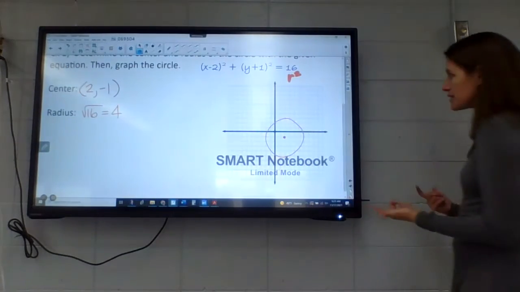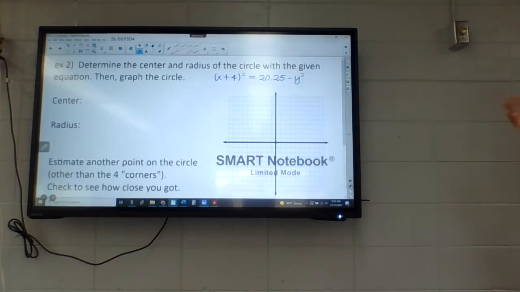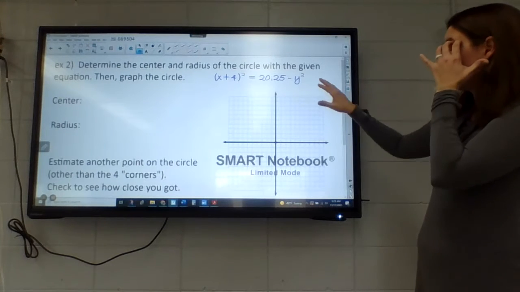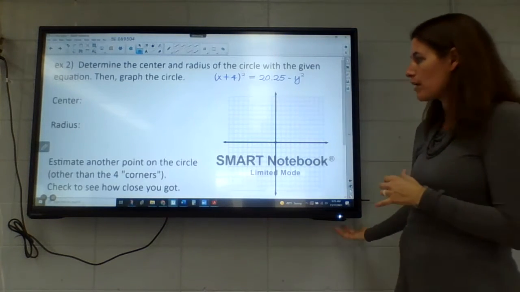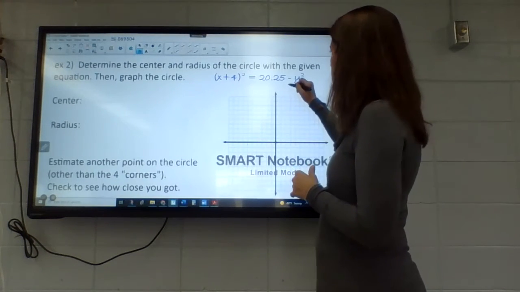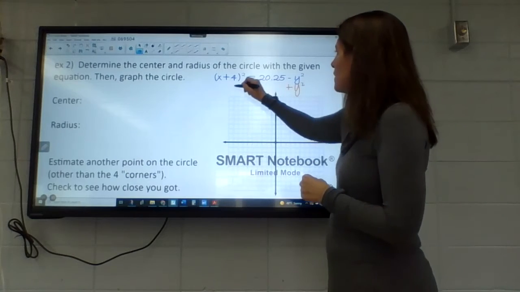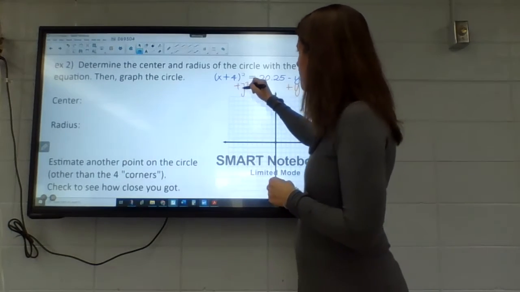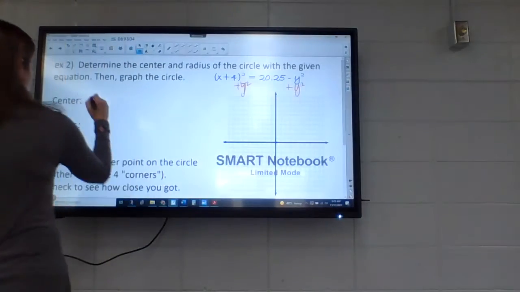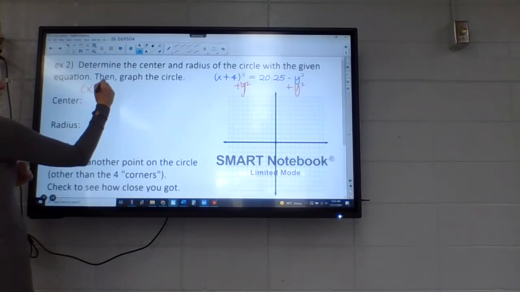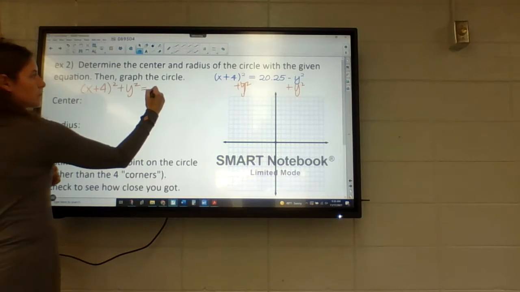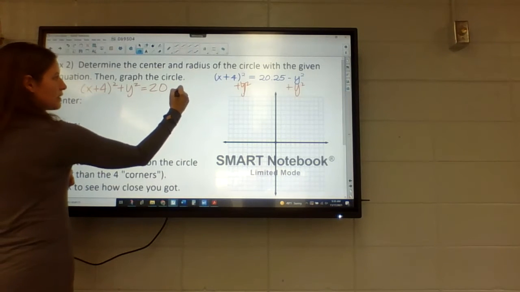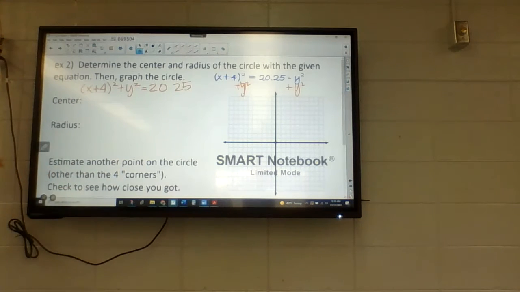So again, we're doing the same thing, except this equation's not written like the way we would expect it. So there's not a lot we have to do, but the y-squared does have to be over on the other side, so we're going to move that over first. And then there's a decimal for our radius, and that's okay, because that can happen.